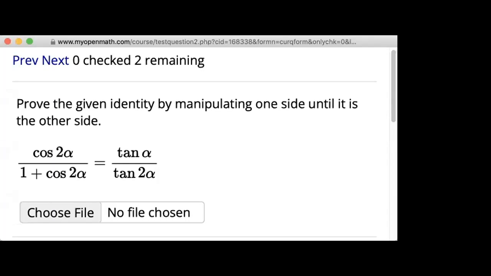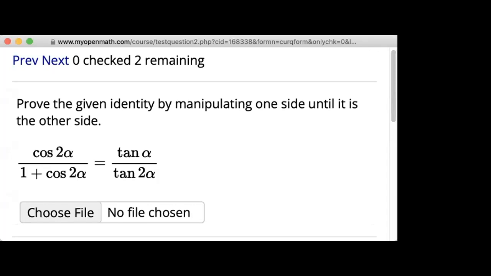All right, we have another identity, lots of identities in this one. So we have to prove that cosine of 2 alpha divided by 1 plus cosine of 2 alpha equals tangent alpha over tangent 2 alpha.